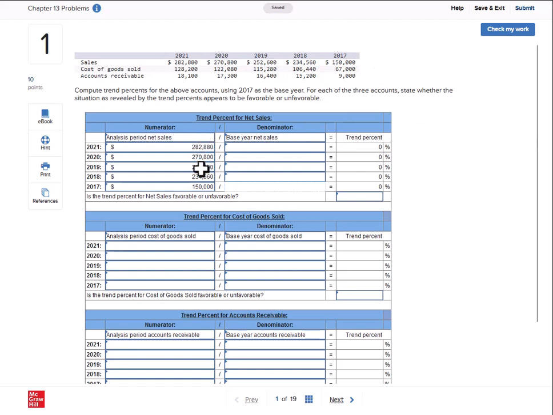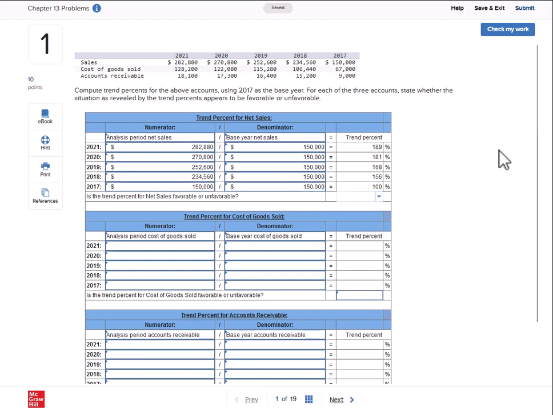Now, notice that each of these are going to be divided by the base year net sales. The base year is the earliest year presented, meaning that all of these are going to be divided by the 2017 amount of $150,000. So we are going to put $150,000 in each of these spots. And what you're going to notice is something positively magical is happening over in the right column. It is automatically computing the percentage for us. Isn't that great?